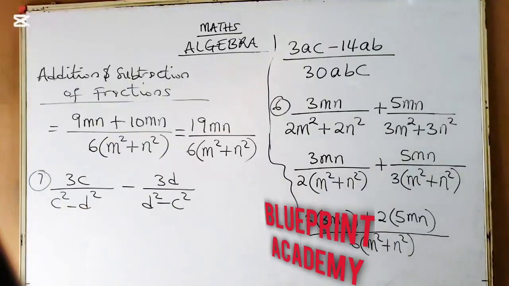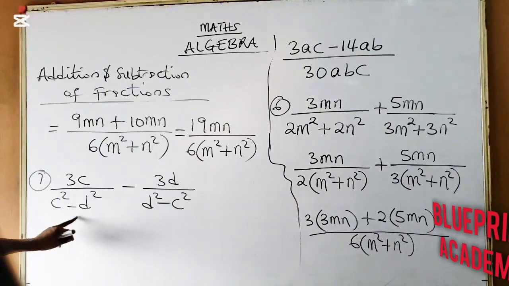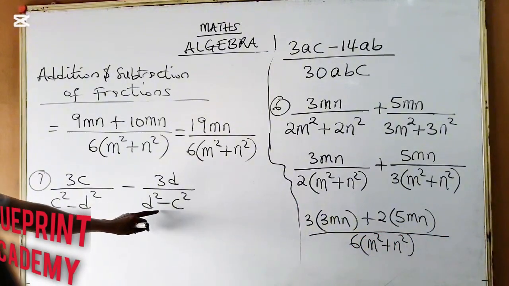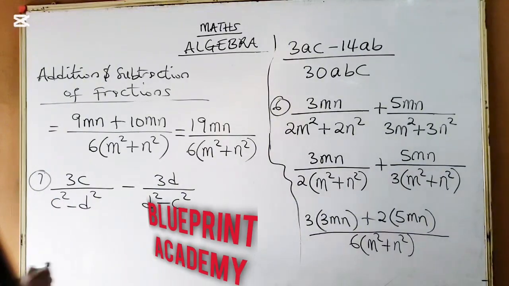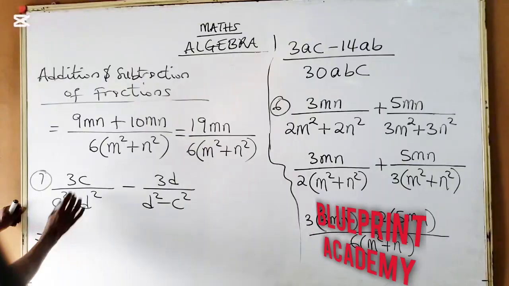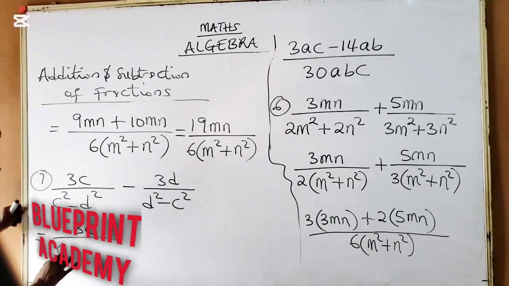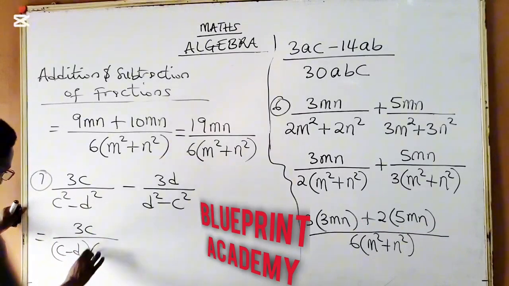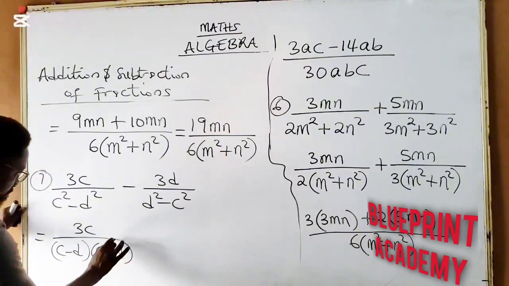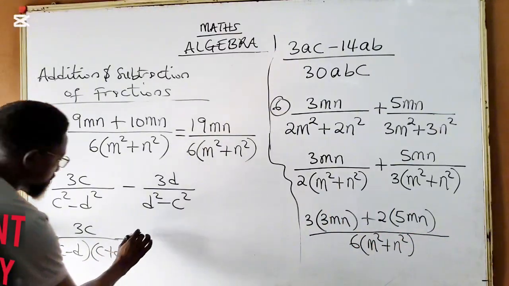I've taught you difference of two squares. So from difference of two squares, this one is c minus d, c plus d. This one is d minus c, c plus d. So let's use the difference of two squares approach. Here you have 3c all over c minus d, c plus d.